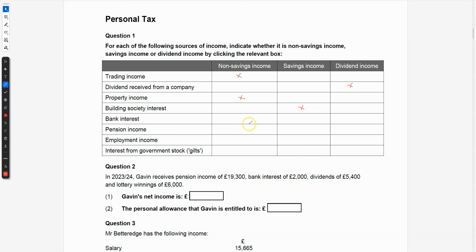Then you have bank interest. Again, it's a savings income. Pension is a non-saving income. Employment income, again, is a non-saving income, and interest from the government gilt is a saving income. Sometimes some students think pension is not a taxable income. This is not true. Remember that pension is a taxable income and it is a non-saving income.